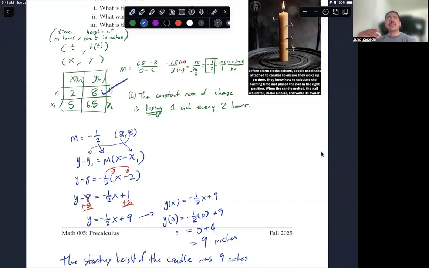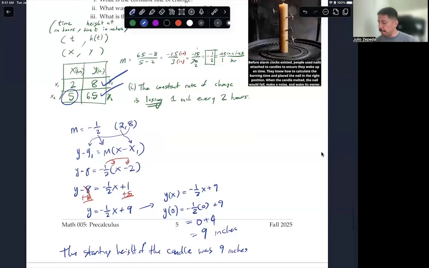And then 2 hours later would put us at 4 hours. It would lose another inch and be 7 inches. And then one more hour later would be 5 hours. It would lose half an inch in that time. 7 minus a half is 6.5. So everything is checking out just fine here. Okay, so this is the correct answer for part two.